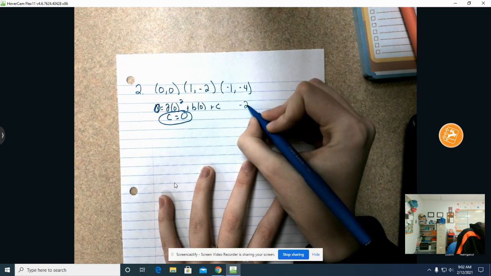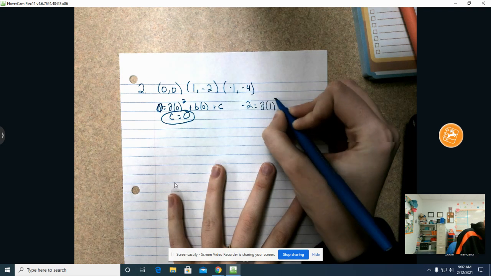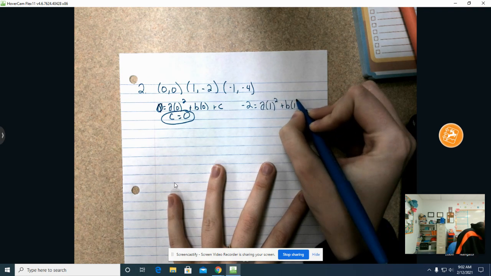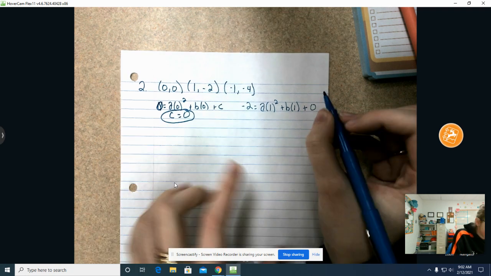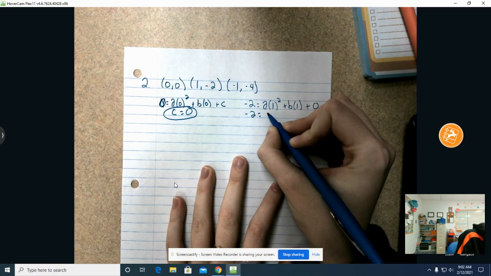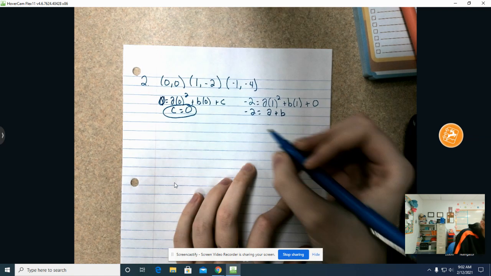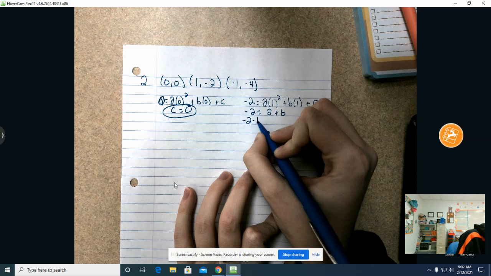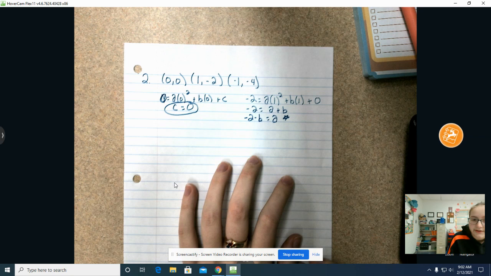We're going to have negative 2 equals a times 1 squared plus b times 1, and then plus 0, because my c is 0. So negative 2 equals a plus b plus 0. So then I'll solve for a. So negative 2 minus b is going to equal a. So star that, as that's going to be important later.